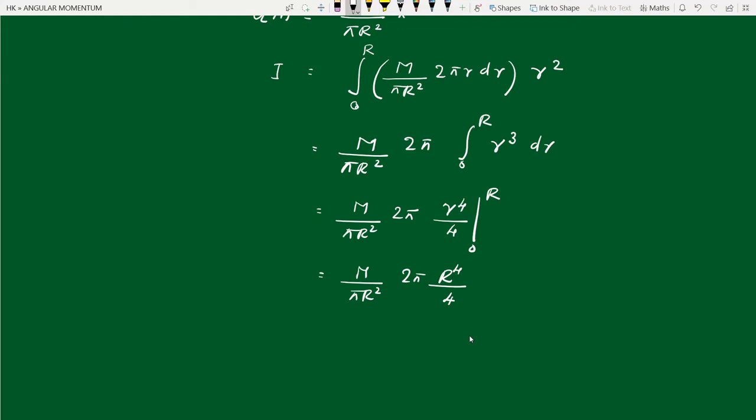The lower limit gives 0 value. So pi will cancel, 1, 2 and 4 will cancel. So we have half capital M. R square and R raised to 4 will cancel. So half M R square. So the moment of inertia of the disk about the perpendicular axis passing through its center is half M R square.